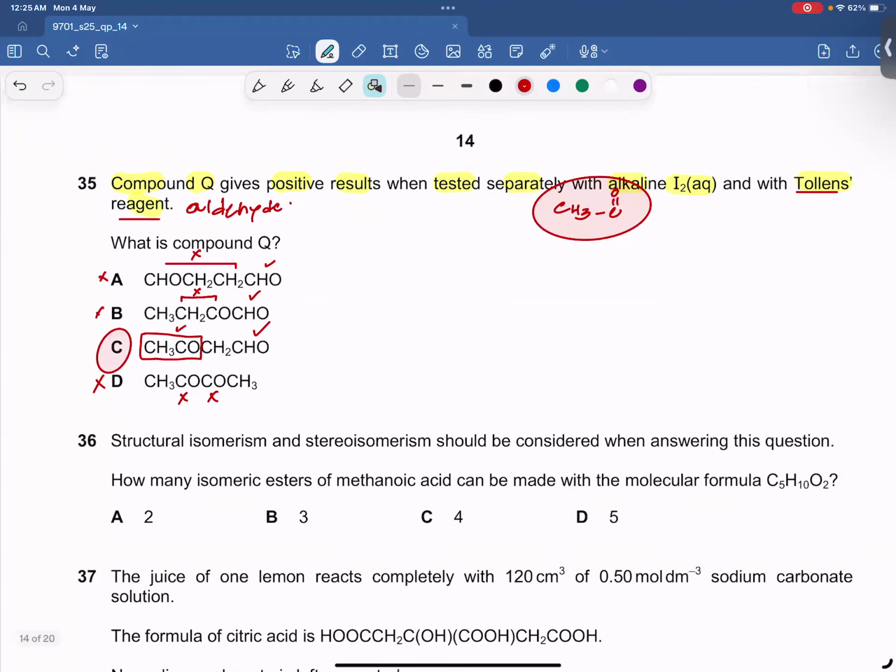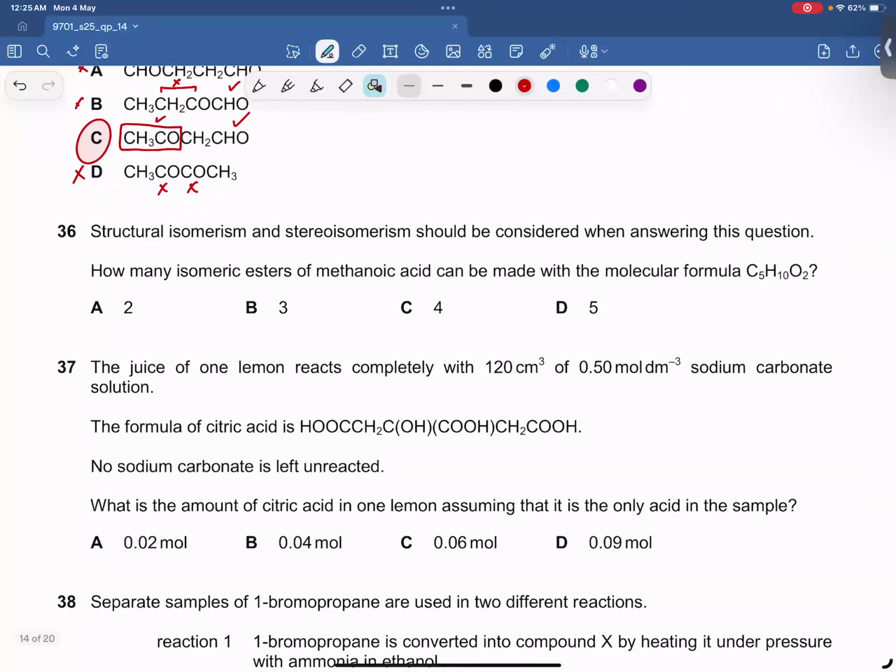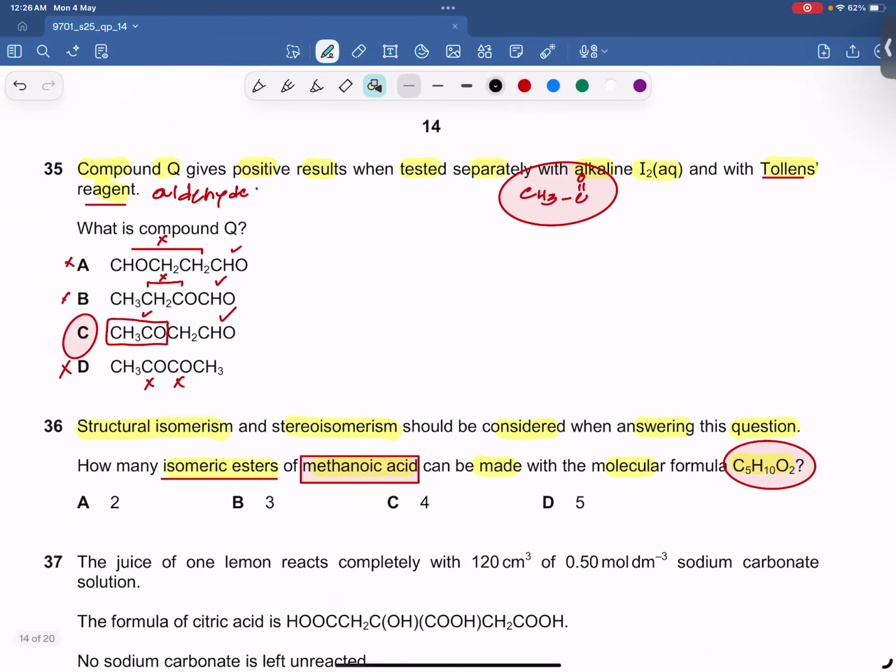द राइट आंसर। ओके, क्वेश्चन नंबर 36। How many structural and stereoisomerism should be considered when answering this question? How many isomeric esters of methanoic acid can be made with the molecular formula this? So we have a molecular formula and this ester is formed when methanoic acid is used. So I have a very limited space. Let's work here. Let's suppose this is the first ester which is formed through methanoic acid.